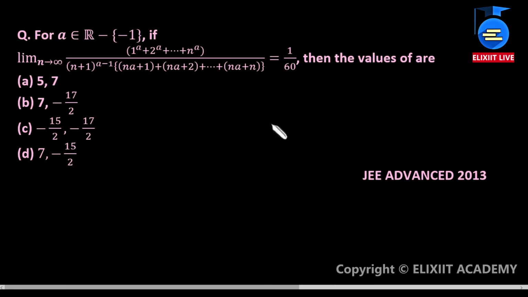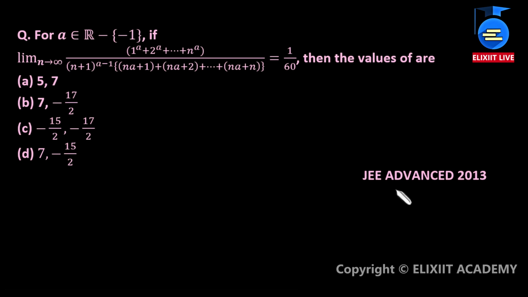Okay, next we have this question from JEE Advanced 2013. We have limit n tends to infinity, 1 to the power a plus 2 to the power a and so on up to n to the power a upon n plus 1 whole to the power a minus 1, and this sum is given. This is equal to 160. We have to find the values of a actually. What are the values of a? Possible set of values of a.